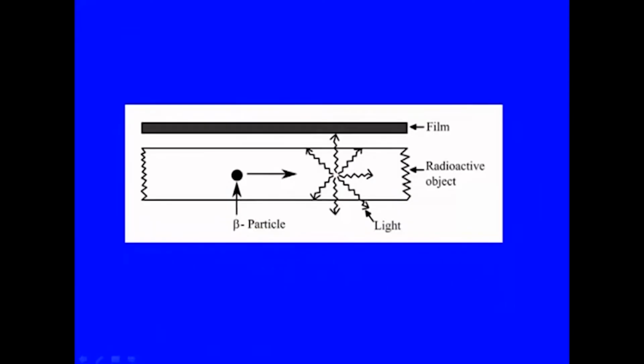Likewise, sensitivity can also be enhanced by adding fluors to the emulsion. This is shown in this figure, where there is a beta particle and a fluor here, which can increase the sensitivity many fold.